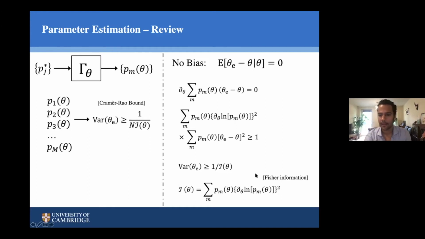And I should also say that all of this is general. It applies to quantum experiments or classical experiments or whatever experiment you want to do. This is just looking at the probabilities. And today we're not going to focus on how to increase the number of trials in an experiment. We're going to focus on how to make this thing called the Fisher information as large as possible.